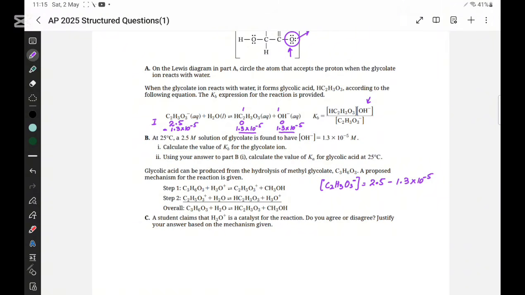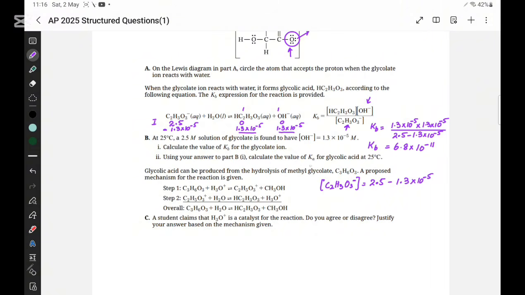So putting values in this equation, we are going to have Kb is equal to HC2H3O3, which is 1.3 times 10 to the power minus 5 at equilibrium, times the OH minus concentration, which is also 1.3 times 10 to the power minus 5, which is given in the question. And at bottom, the concentration of C2H3O3 minus is 2.5 minus 1.3 times 10 to the power minus 5. And Kb value comes out to be 6.8 times 10 to the power minus 11. This is Kb.